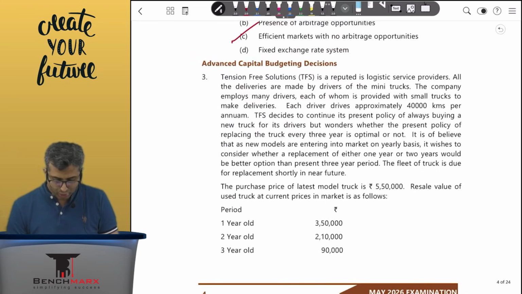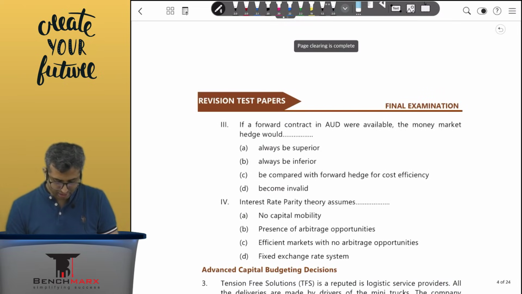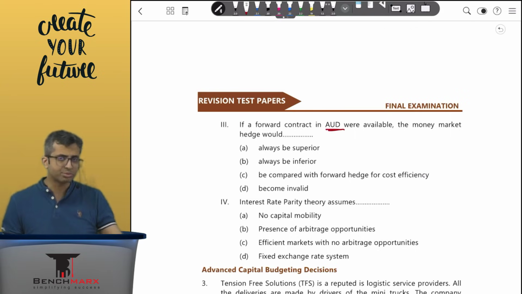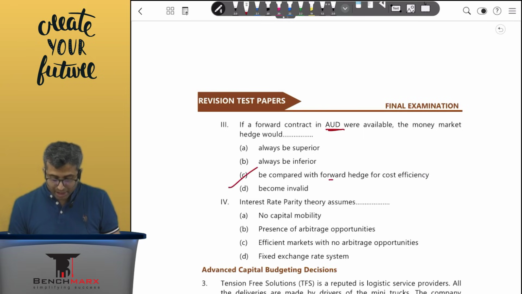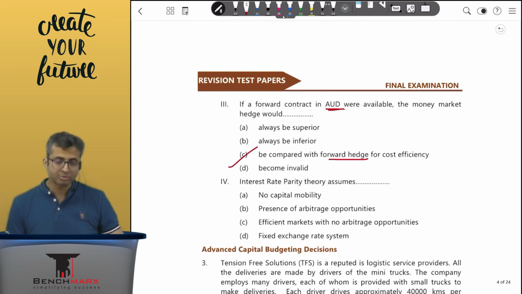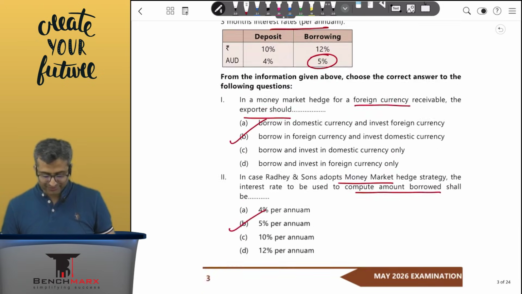Next, you will go to the third case. If the forward in AUD were available, then the money market hedge can be superior or can be inferior. We need to compare it with the forward to figure out the cost efficiency. And interest rate parity is based on the no arbitrage assumption, which means the markets are efficient, there should be no arbitrage opportunity. So efficient markets with no arbitrage opportunities if there is interest rate parity. Now these are very easy MCQs.